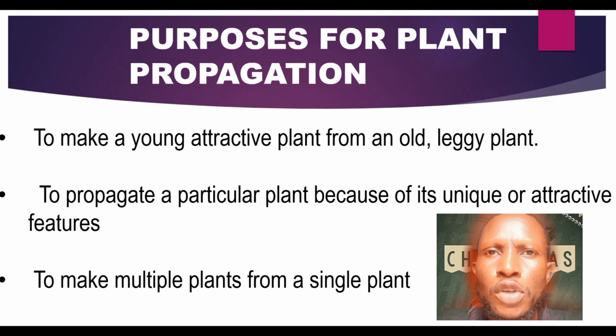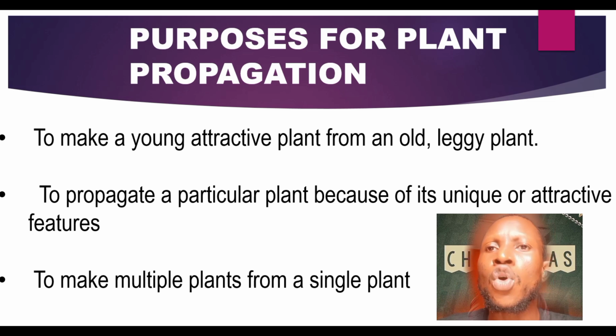Now, the purpose of plant propagation. What are the purposes of plant propagation? Number 1 is to make a young attractive plant from an old leggy plant. Remember I told you that there are some plants you like based on the sweetness of the fruit, or the size of the fruit, or one characteristic or the other. You must have developed some interest in that plant. So that interest is what is making you propagate this plant. So the number 1 reason here is to make a young attractive plant from an old leggy plant.